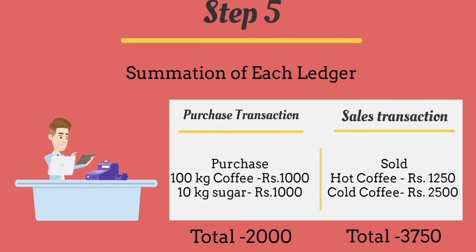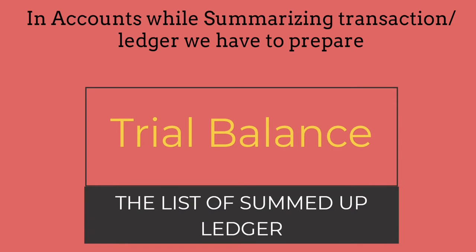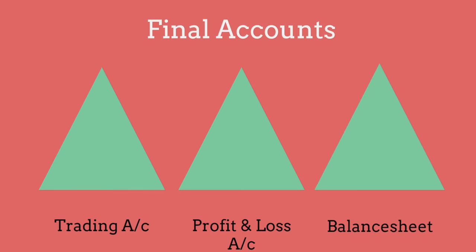Step 5 is summarizing. This step includes the summation of the end amounts of the ledgers. Summation of the purchase ledger is 2,000 rupees while the sales ledger summation is 3,750 rupees. After summation, a trial balance is made. Trial balance is basically the list of summed up ledgers. After the trial balance, final accounts are prepared. Final accounts consist of the trading account, profit and loss account, and balance sheet.